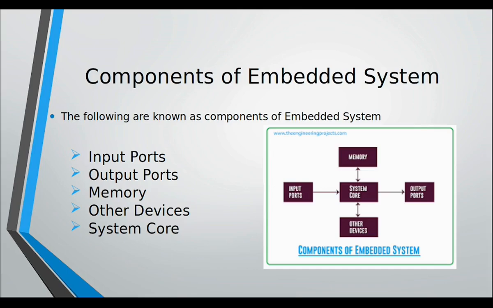Input port is used for mainly sensors and other user inputs are used as input ports to detect the input. To control actuators and displays, etc., are the output ports. To store the code, which is programmable, is stored in the memory. Memory is used to store the code and data. Other devices such as communication modules, timers, etc. And the system core, it is the main processing unit, like microcontroller or microprocessor come under the system core. Let's see the components in detail.